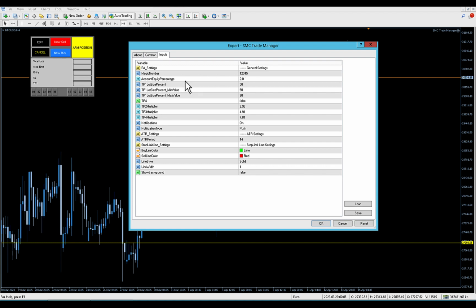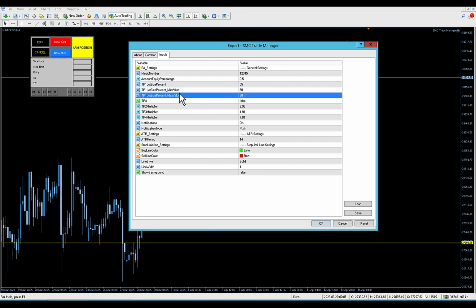Now, account equity percentage is the percentage of your account that the expert advisor will be risking. I recommend that you set this to 0.5, which is half of 1% risk. Now these 3 parameters are related to each other. It means the lot size percent to risk on take profit one. I will set this, let's say, to 55.